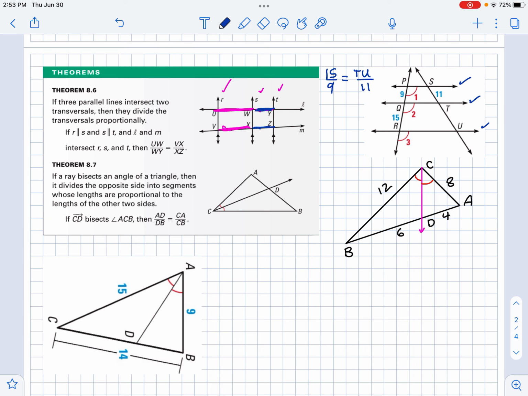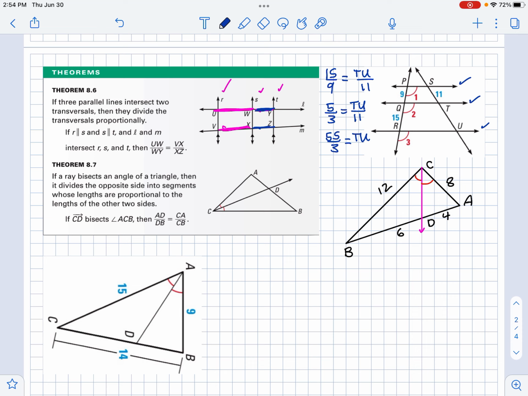Okay? That's what we have. Now I need to figure out what TU is. So let's see here, 15 over 9. Well, that's 5/3 equals TU over 11. Multiply both sides by 11, and we get 55/3 equals TU. Yeah, that's it. Okay, so you can see how this is applied.